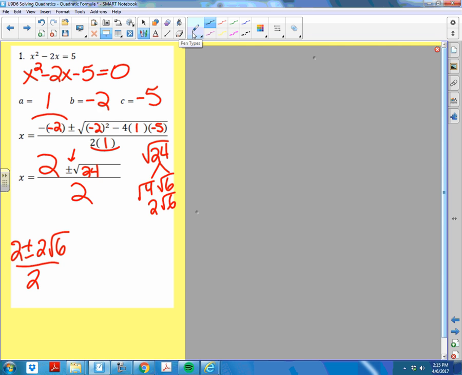I'm almost done. The only thing, by the way, that's my answer. Those are my solutions: 2 plus 2 times the square root of 6 divided by 2, and 2 minus 2 times the square root of 6 divided by 2. Problem is, that's not simplified.